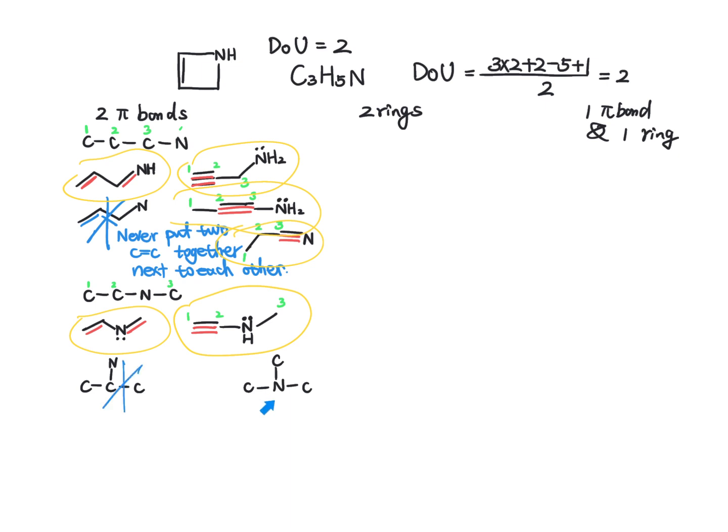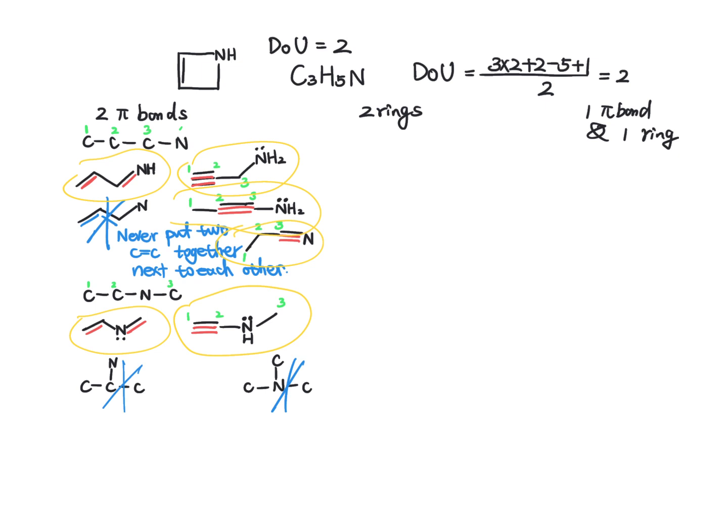Same reasoning for this one. What we are seeing here is the nitrogen already has 3 bonds, so you still need to insert 2 bonds, and there is no way we can put 2 bonds there in order for the nitrogen to be neutral. So this cannot be another backbone. So that is the whole thing. For the 2 pi bond scenario, we can only have 1, 2, 3, 4, 5, 6 constitutional isomers.